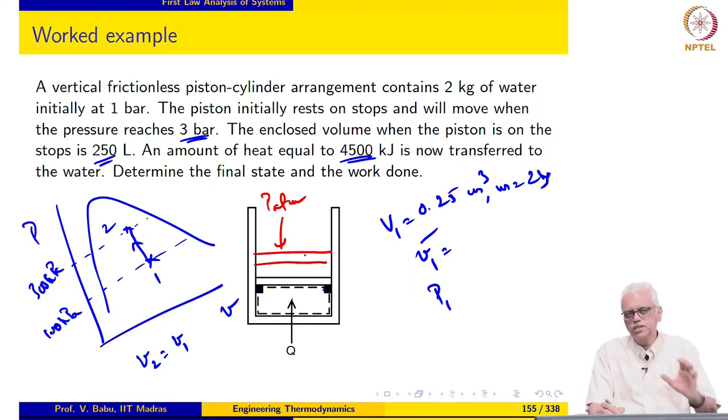However, notice that these two quantities, the P atmosphere and the pressure due to the weight of the piston, remain constant during the process, which means that the contents of the cylinder undergo a constant pressure process as we continue to supply heat. The process looks like this.